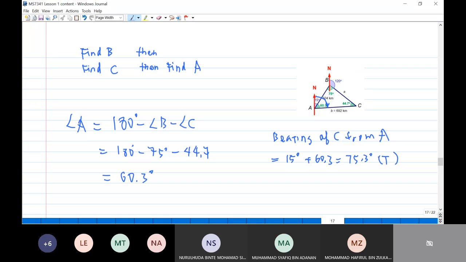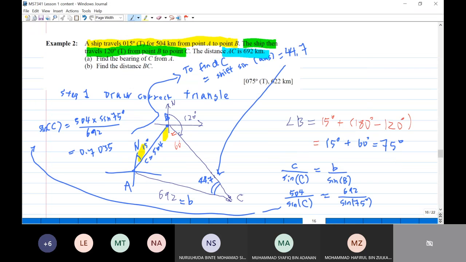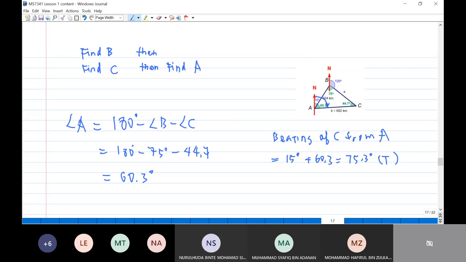Okay, then what is the next question? It is actually distance BC. Okay, distance BC. There are many ways to find distance BC now. Since you know the sine rule, let me do a simple way to find BC. So I want to find A.